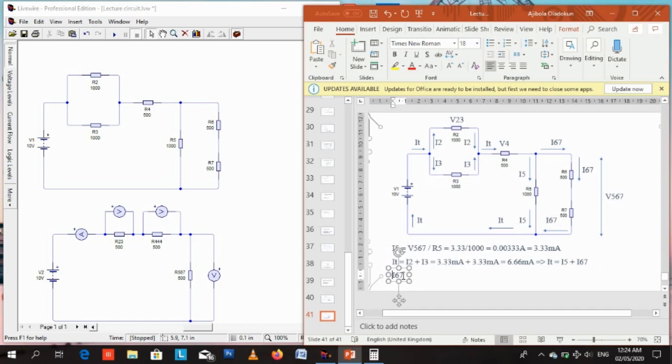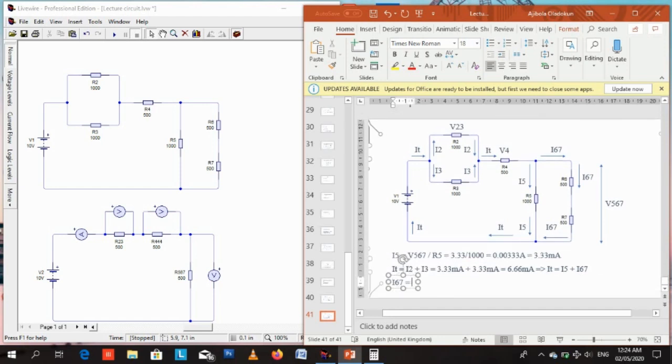So I5 plus I67 will give us IT. We can make I67 the subject of the formula. I67 will now be equal to IT minus I5. We already have I5, we have IT. All we need is I67. So IT is 6.6 or 6.67, whichever one we want to use. Sorry, 6.67 milliamps, like we derived earlier. We are using the earlier values, not these new values. Either one will work fine.